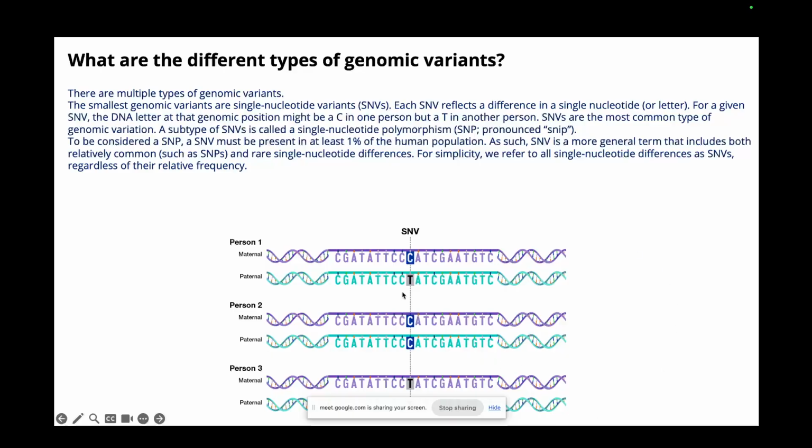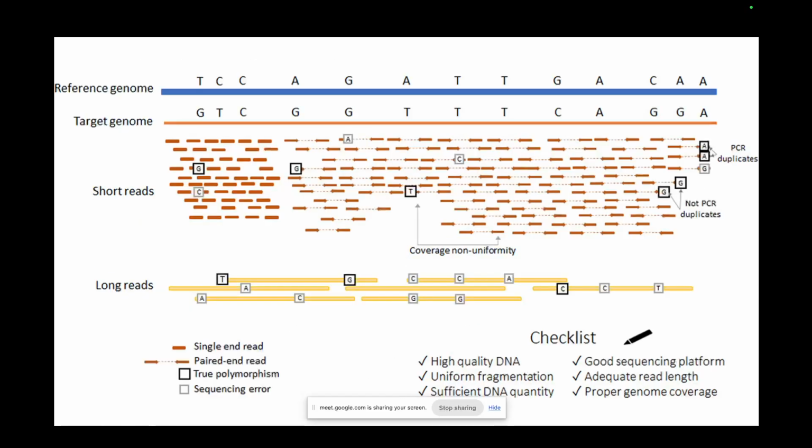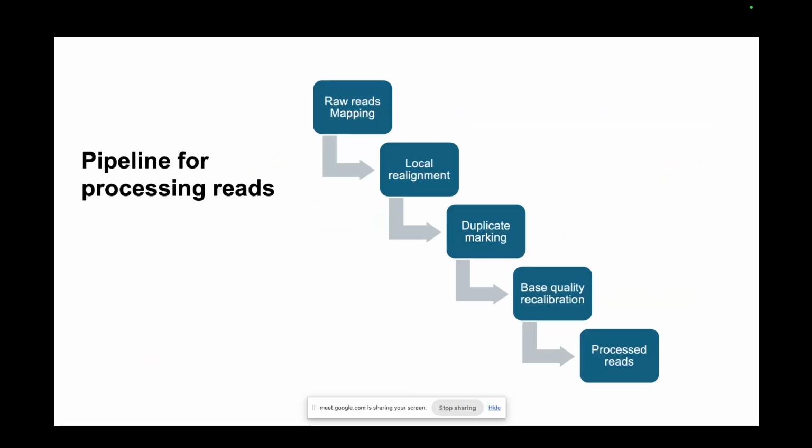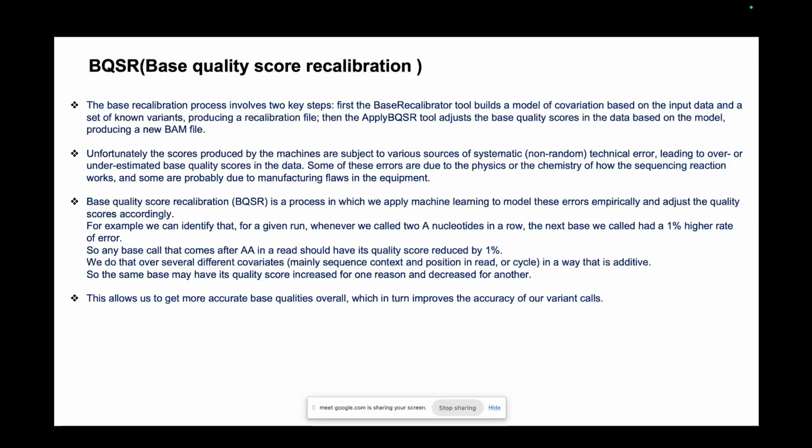So how do we identify these variants? For example, these are all the reads that have been generated. This is your reference genome and this is the target genome. At a particular position, two reads are saying G, and maybe the rest of the reads are saying something else. In some cases, it can be just PCR duplicates. So we need to distinguish between what is a PCR duplicate and what is actually a genomic variant. And I'll not go into much of these.